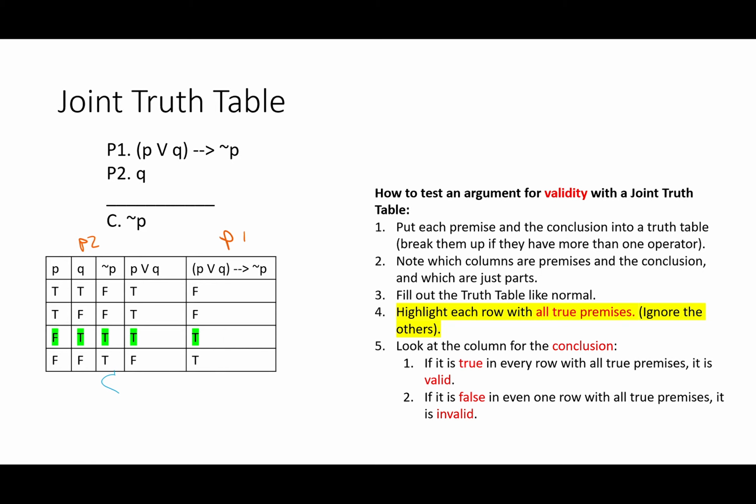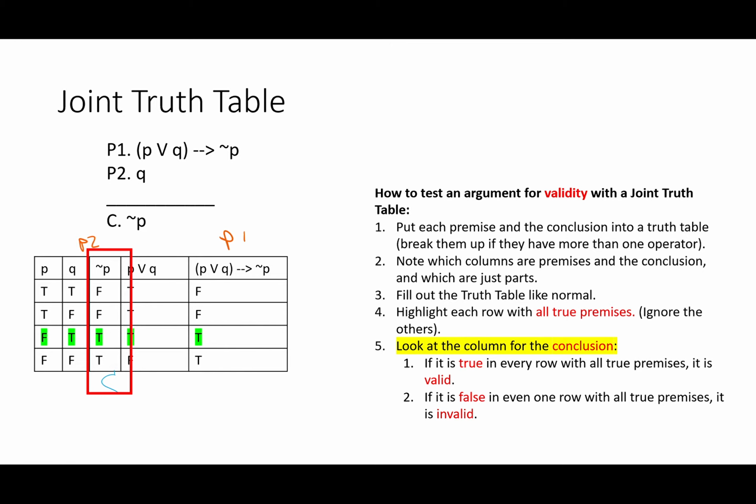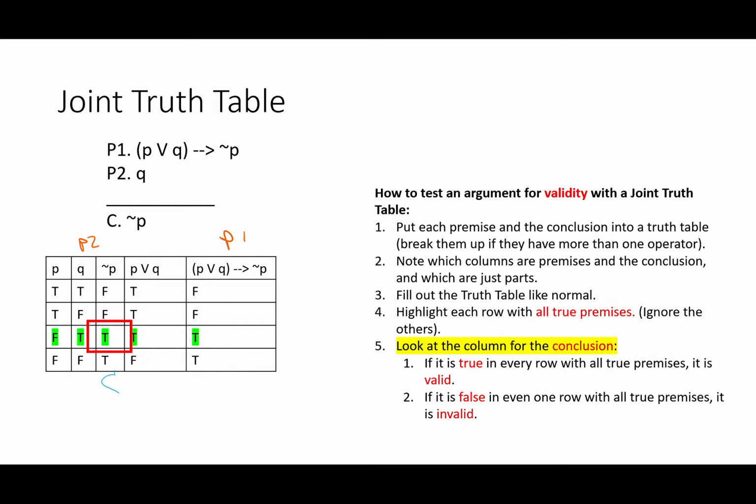Then we look at the column for the conclusion. If it is true in every row with all true premises, then the argument is valid. There's only one row with all true premises, so it's pretty easy to check this one. And sure enough, that one ends up being true. Because that cell lists true, this argument is valid. Every time you've got all true premises, you end up with a true conclusion.